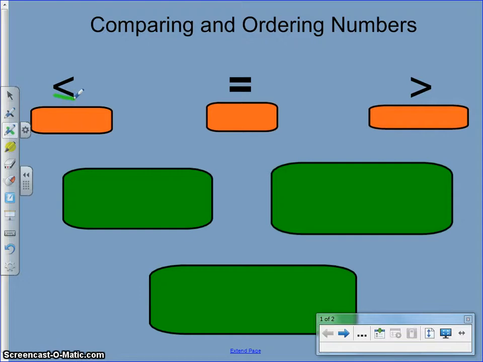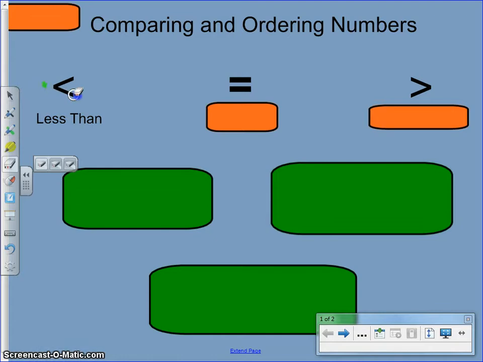This symbol here means less than. And it's important to know we read this from left to right. So we look at where the tip of this arrow is pointing. It's pointing to the left. So that symbol means less than. That means the number on the left is less than the number on the right. And another way to look at this is the opening of this arrow, which is on the right side over here. It's like a mouth and it wants to eat the bigger number.